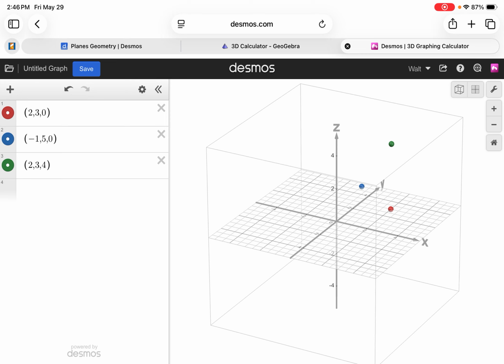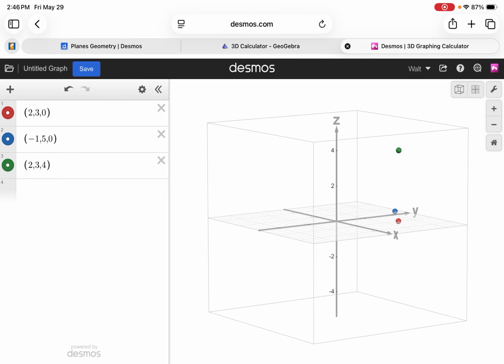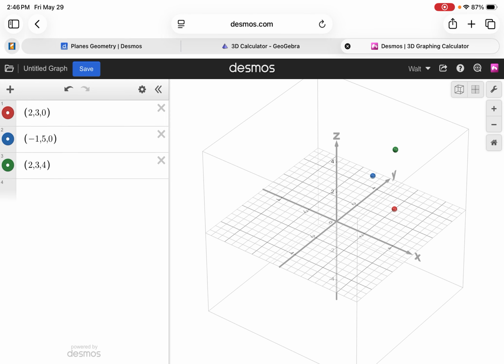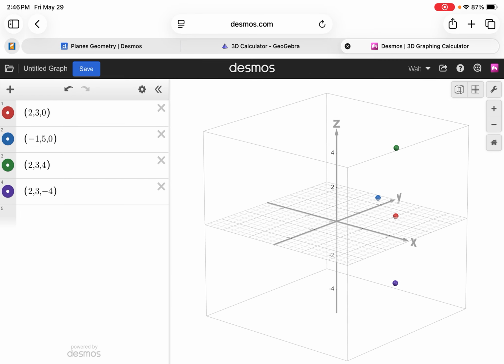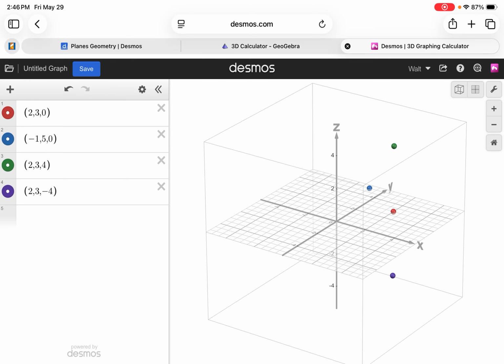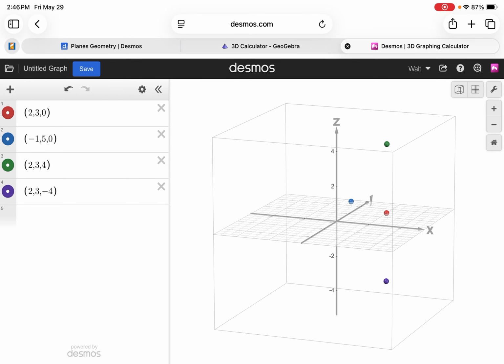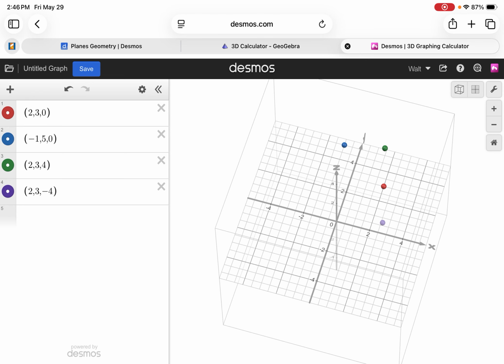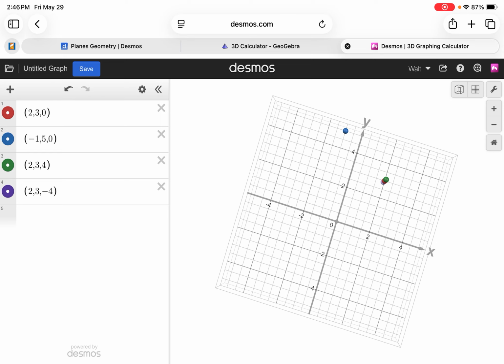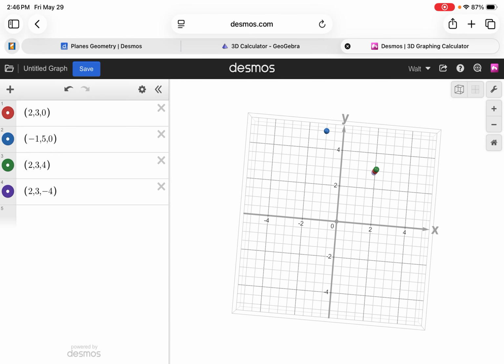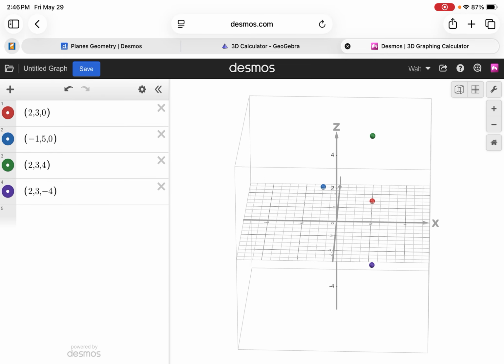And now notice there's a point out here in three-dimensional space. Let's suppose I want 2, 3, -4. Okay, whoops, let me put a negative, forgot the negative. There we go. And now you see there's a point down here, going in the -z direction. And all of these 3 points are lined up right in line with the 2, 3, 0. But what I did was I just added a z-coordinate.